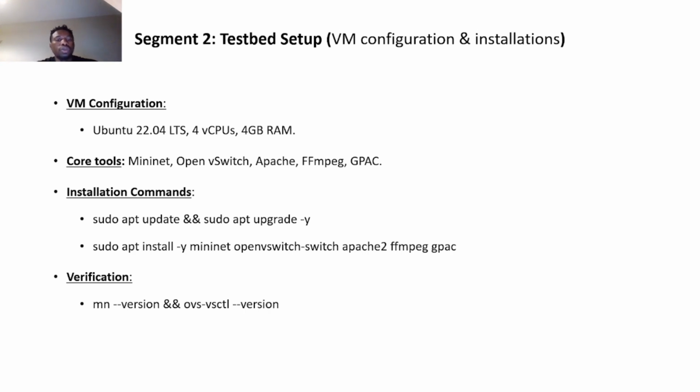The key tools we installed were Mininet for network emulation, Open vSwitch for virtual switches, Apache for our web server, and FFmpeg for video processing. And we installed GPAC for generating the streaming packages. The installation process was done using these two commands. And then finally, we tested the versions of Mininet and Open vSwitch using this command.